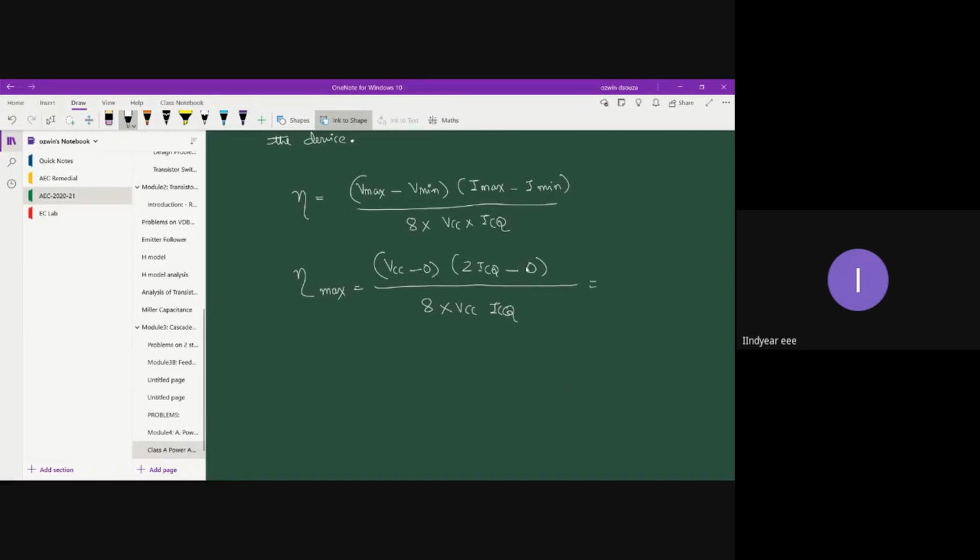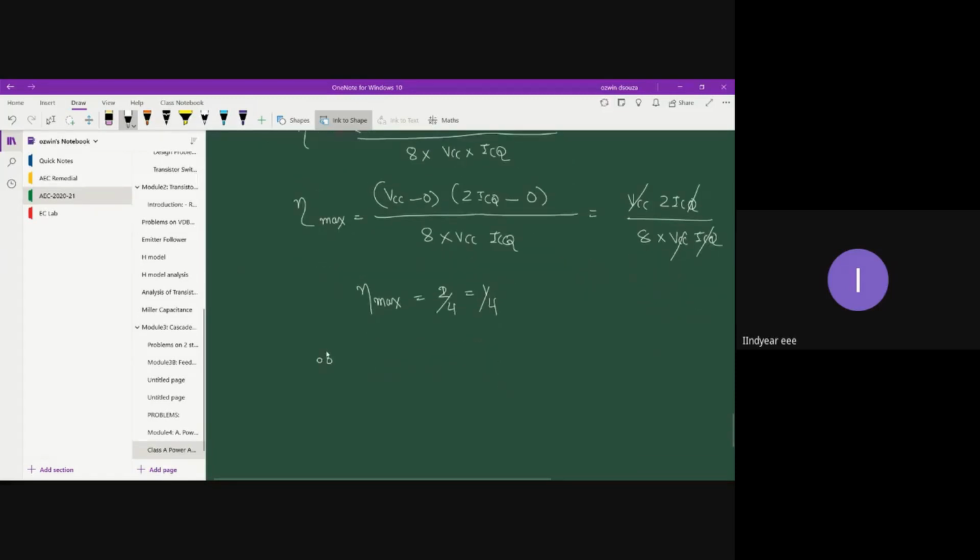So let's rewrite. We can eliminate the 0 values there. So VCC into 2 times ICQ divided by 8 into VCC into ICQ. So VCC and ICQ get cancelled. So it is 2 by 8, which is 1 by 4. So eta max is equal to 1/4. Therefore, the maximum percentage efficiency that can be obtained from a series fed class A power amplifier is about 25%. So this is the expression for maximum efficiency.